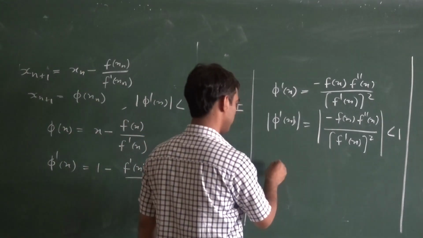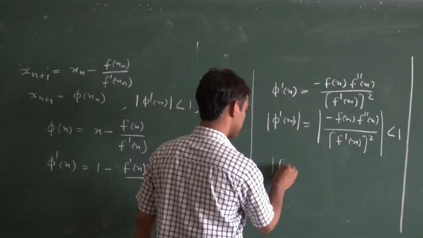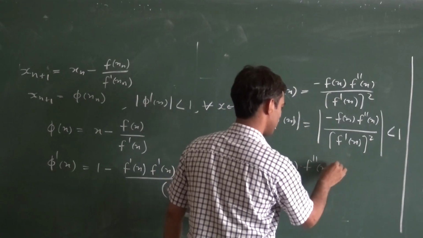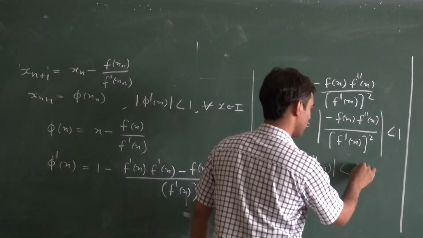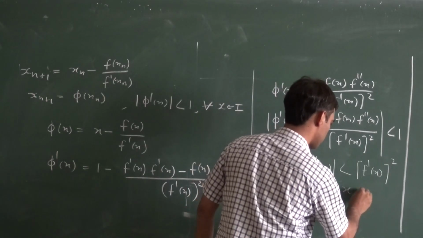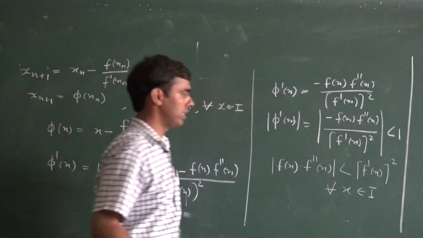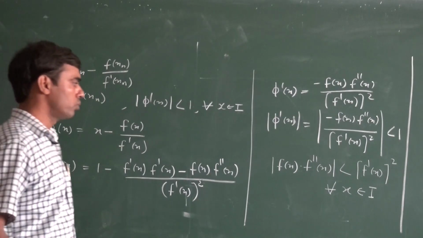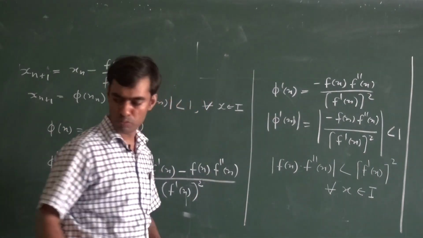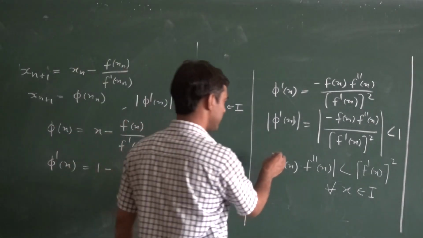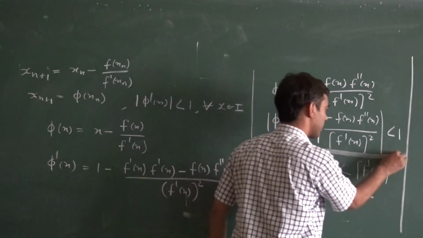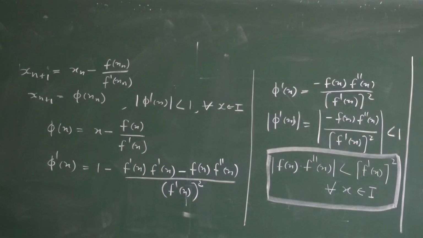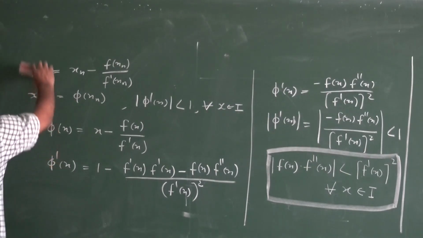Now if we simplify this one, then mod of f x into f double dash x must be less than f dash x whole square for x belongs to I. I is an interval where any approximate root or our actual root exists. So this one is the criteria for convergence, the criteria for convergence to choose the correct initial value.